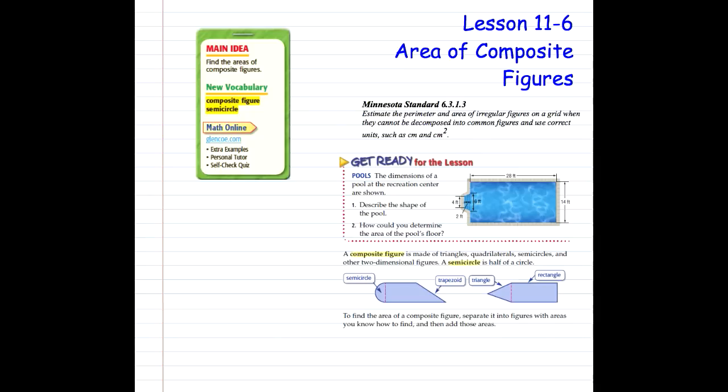A composite figure is made of triangles, quadrilaterals, semicircles, and other two-dimensional figures. A semicircle is half a circle. Here's a semicircle and a trapezoid, a triangle and a rectangle. To find the area of a composite figure, separate it into figures with areas you know how to find and then add those areas.